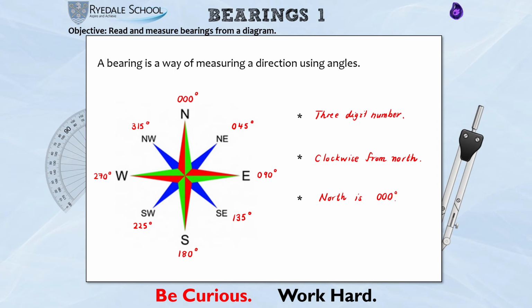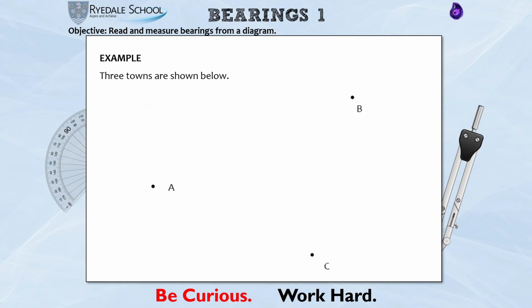So I might refer back to these compass directions as we work through some questions in a moment, but we're now going to start looking at how this might appear on a diagram. For example, here is a diagram. I have 3 towns that are labelled A, B and C, and we are going to try and work out some bearings between them. Well, how would we go about doing this?